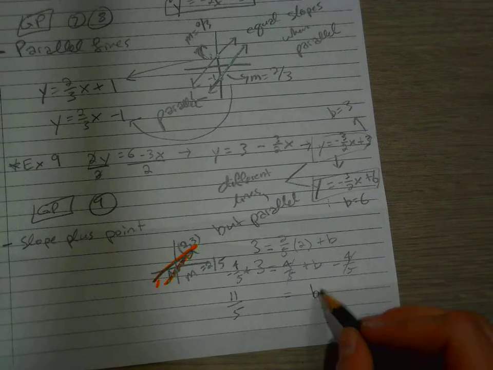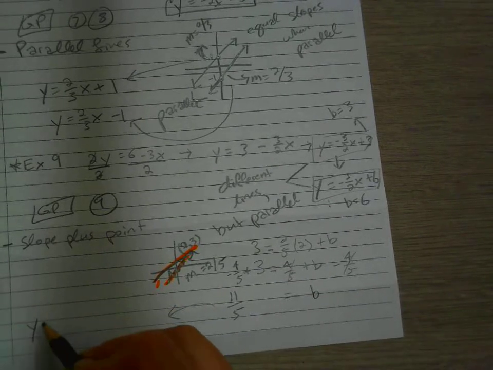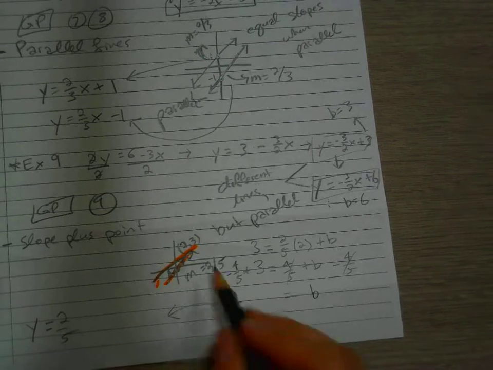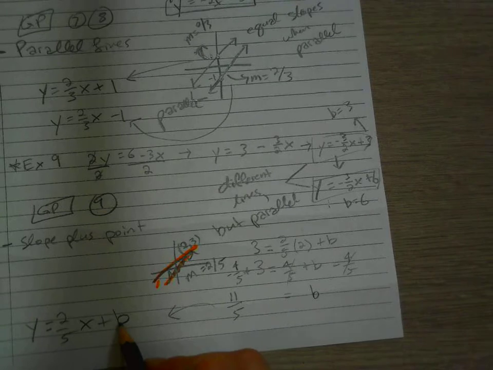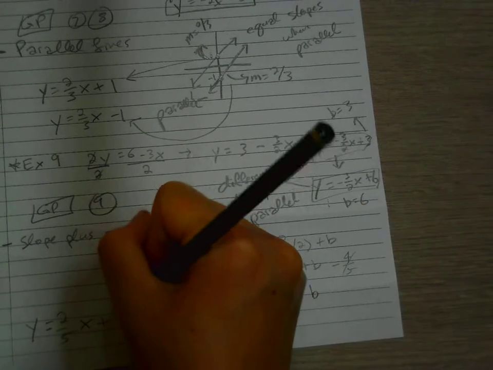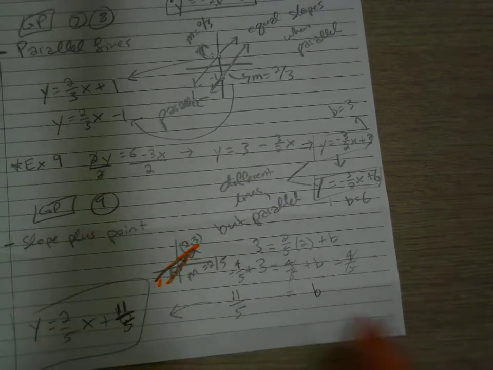So that's simplified. We know b, so now we can put that back into the original equation. y equals 2/5, because we know m, x plus b. And we know b now. It's 11/5. And this is our slope-intercept form equation.